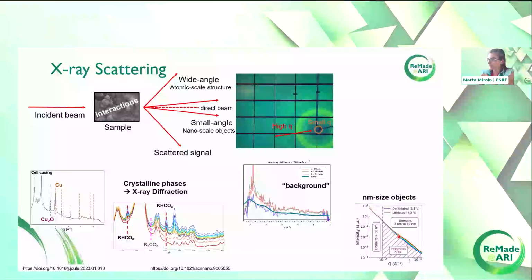And then, as I mentioned, we can also look at nanometer objects. We can look at this shoulder, and if it's shifting, then the object, for example a nanoparticle, might be shrinking or swelling. We can look at the intensity to see if the nanoparticle is dissolving, and so on. So we get a lot of information about the structure of the materials.